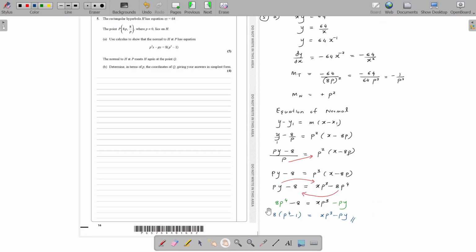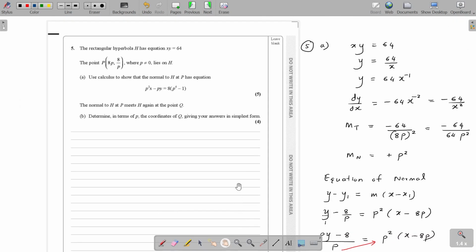Then they say in the next part, the normal to the hyperbola at P meets the hyperbola again at Q. So the normal that you found, this equation, meets the hyperbola again at Q. Do you get what's happening? So you have this hyperbola here. You don't need to draw the diagram, it's not required. So you found the normal at the point P, right? So this is point P, and you found this is (8p, 8/p). The tangent is something that looks like this. The normal is perpendicular to the tangent, isn't it? So this is the normal, this red line. Can you see? So they say the normal meets the hyperbola again at the point Q.